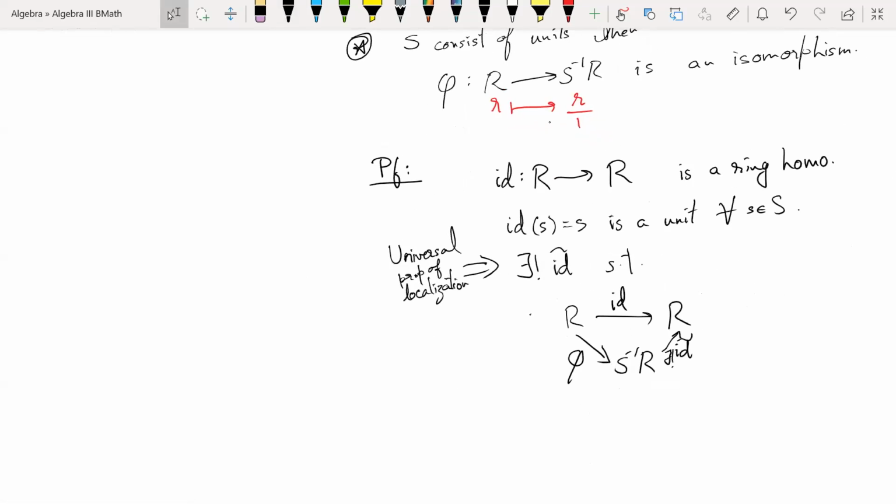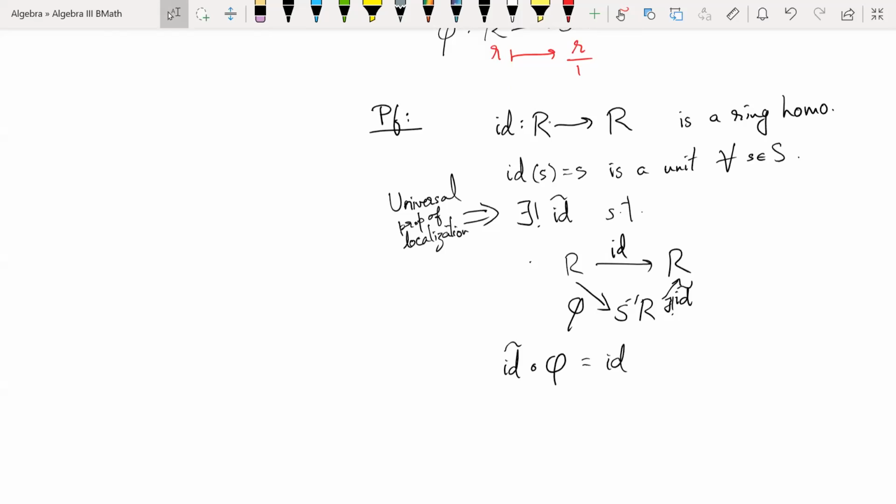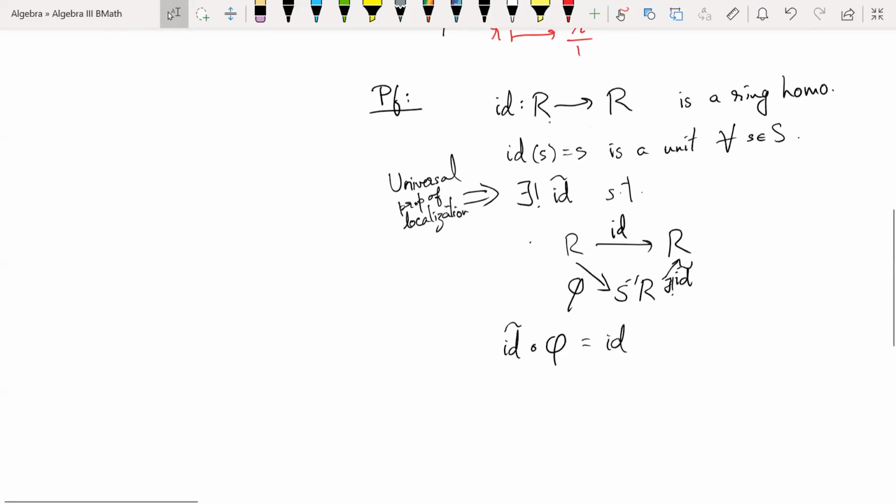So what we get is phi followed by identity tilde is identity. So that tells you that identity tilde is a left inverse of phi. Now one also has to do the right inverse. So let's see. I'm checking if I can do it through diagrams itself. One can do it using elements, but I'm trying to do it otherwise.